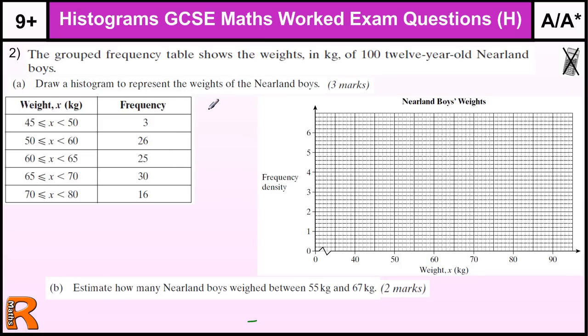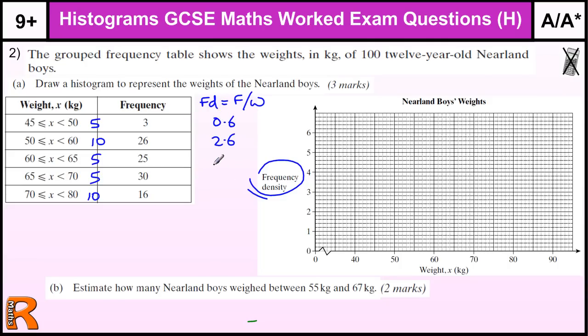Okay, so to work out the frequency density so we can plot the histogram properly, we need to remember we need to work out the frequency divided by the width of each group. And the widths of each group are 5, 10, 5, 5 and 10. So our frequency density, remembering this is non-calculator, we need to be able to do these calculations without a calculator. 3 divided by 5 would be 0.6.